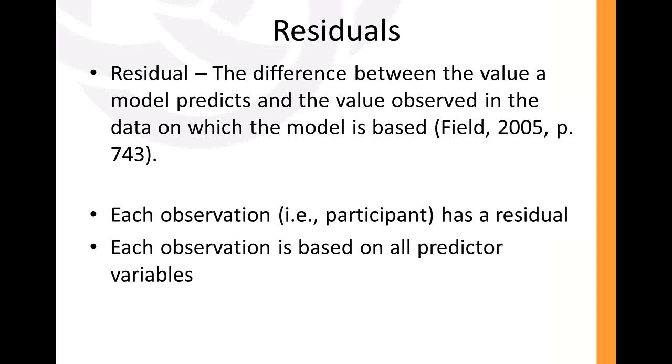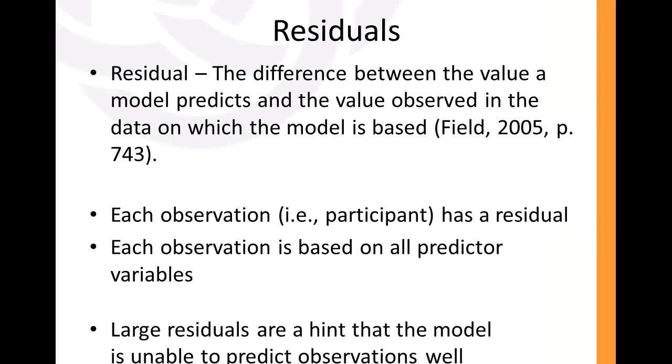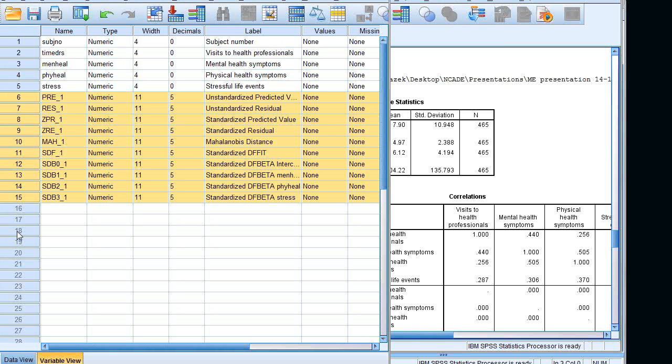So what we do is we look at the residuals first. Remember I mentioned that residuals are important. This is just a recap of yesterday. The residual is the difference between the value a model predicts and the value that's actually observed. So each observation has a residual, right? The difference between what the actual observation is and what the model predicts that value to be. And so the difference between those is what we're really interested in, and that's what a residual is. So large residuals are a hint that the model is unable to predict observations well, and as I mentioned, it's kind of like a canary in the coal mine. So what we do is we go into SPSS and we say, okay, SPSS, tell me what I need to know.